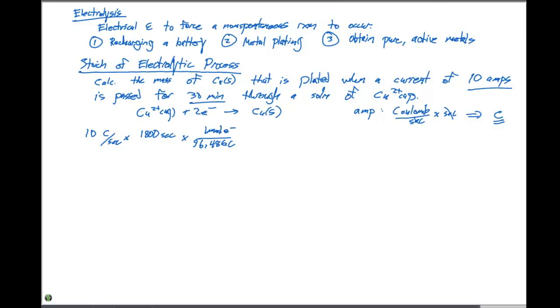In our particular copper reaction here, for every 2 moles of electrons, we have 1 mole of copper solid. And then we're asked for the mass of the copper, so we know that 1 mole of copper solid is equal to 63.5 grams. So when we multiply this out, we get 5.94 grams of solid copper that's plated when we run a current of 10 amps for 30 minutes.